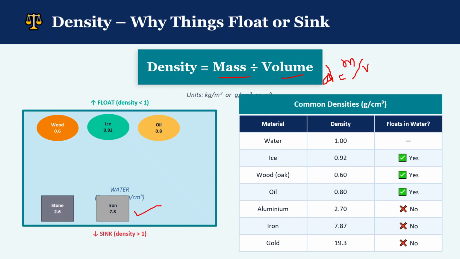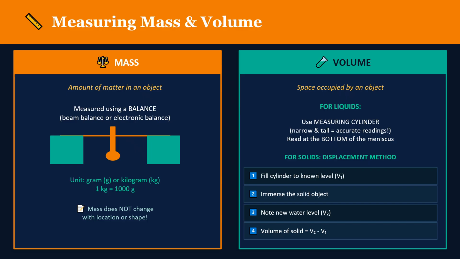To calculate density, we need to measure mass and volume. Mass is the amount of matter in an object and is measured using a balance, such as a beam balance or an electronic balance. The unit of mass is gram or kilogram. One important fact is that mass does not change with location or shape.